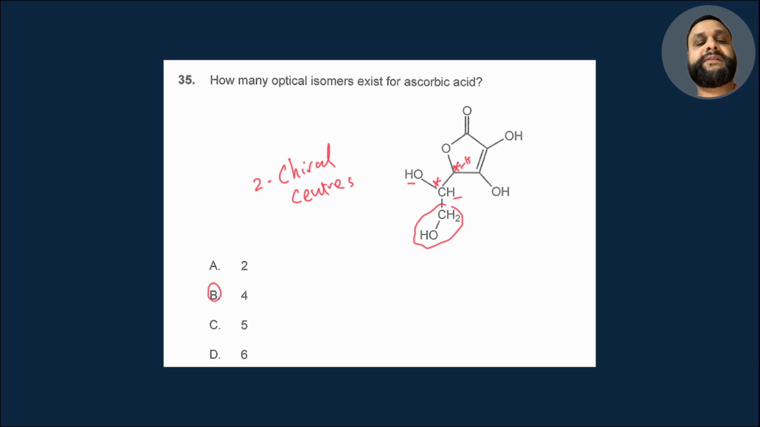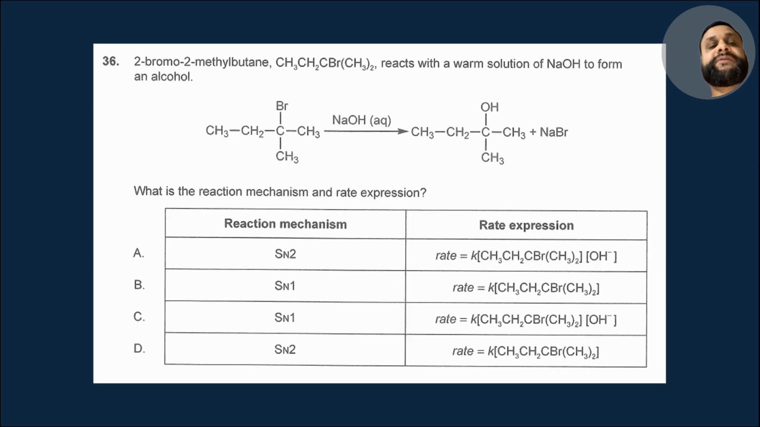So B is the correct answer. Question 36, 2-bromo-2-methylbutane reacts with warm solution of sodium hydroxide to form an alcohol. So this is an example of nucleophilic substitution reactions. Nucleophilic substitution reactions can be SN1 or SN2. So primary haloalkanes undergo SN2, and tertiary halogenoalkanes undergo SN1, unimolecular.